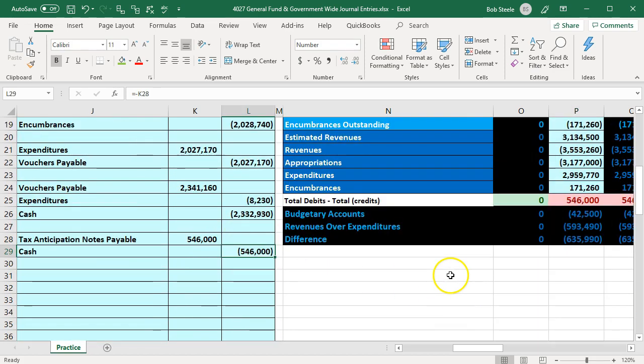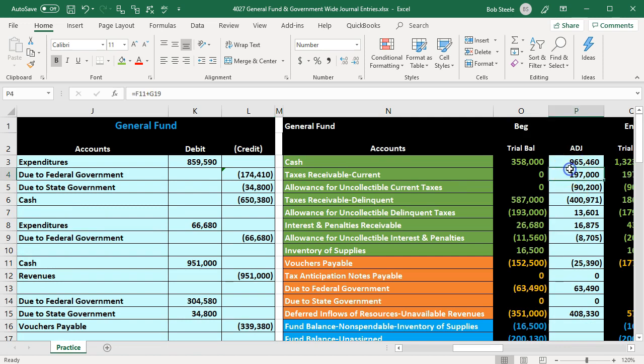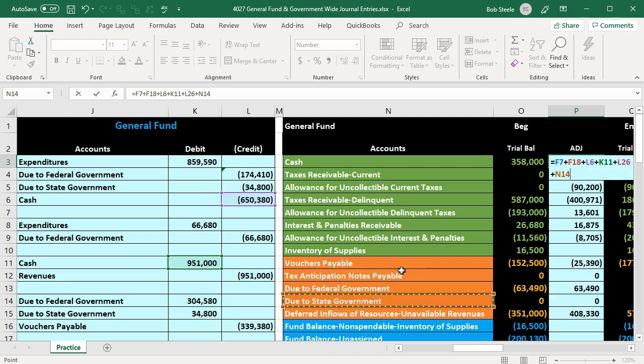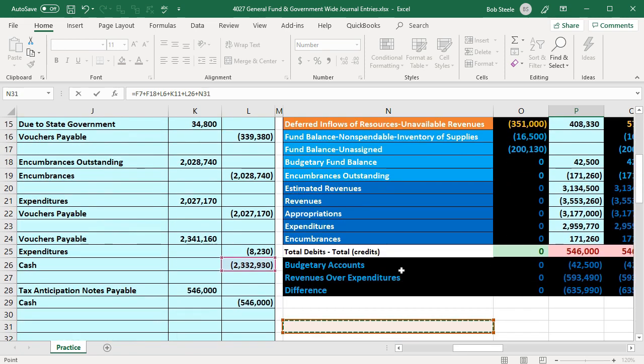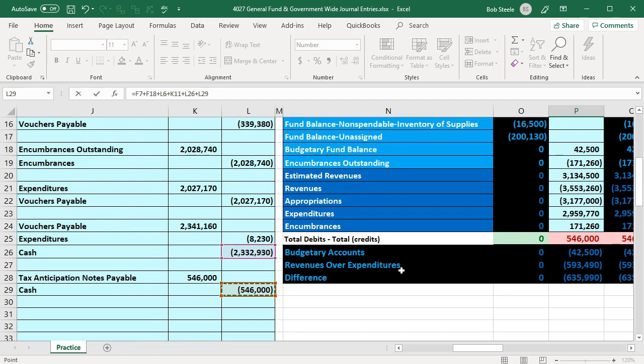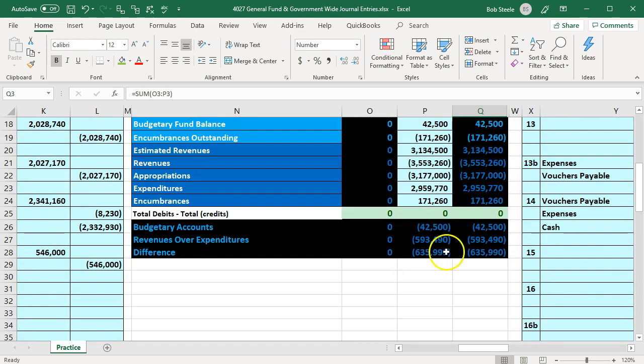That's going to be the credit. We're going to scroll back up. We're going to pick up the cash in P3, double clicking on P3, going to the end of P3, saying plus, and then putting the cursor back down and scrolling back down. We're going to pick up the credit for cash and enter. So there we have it, and we are back in balance.